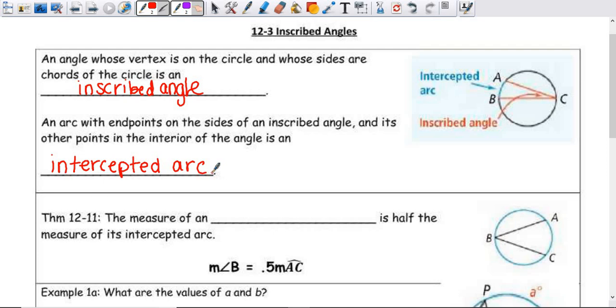So let's look at this picture. The inscribed angle is actually this angle right here, which is made up of these chords. And inscribed means it is on the circle, so the vertex is on the circle. We want to write that. Okay, so then the intercepted arc is just right here, what the angle is opened to.